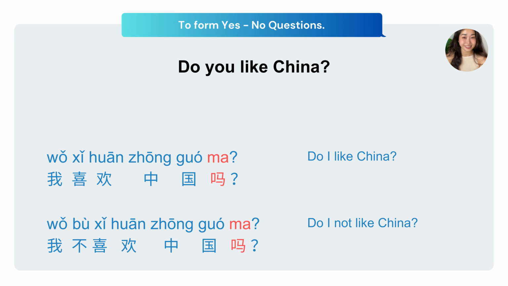But something is wrong here because we want to ask other people. We didn't want to ask ourselves. So in this case, we also need to change the subject from 我 to 你, which is from me to you. So then it would be like this.